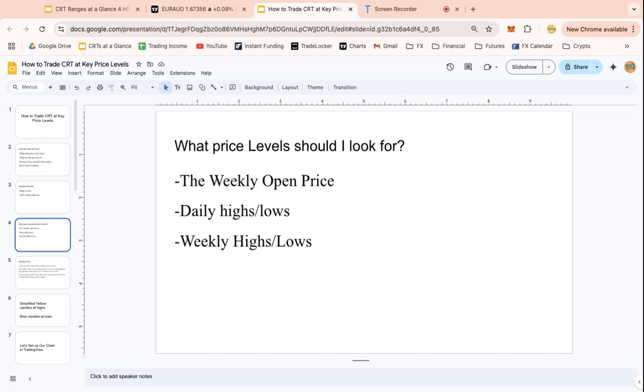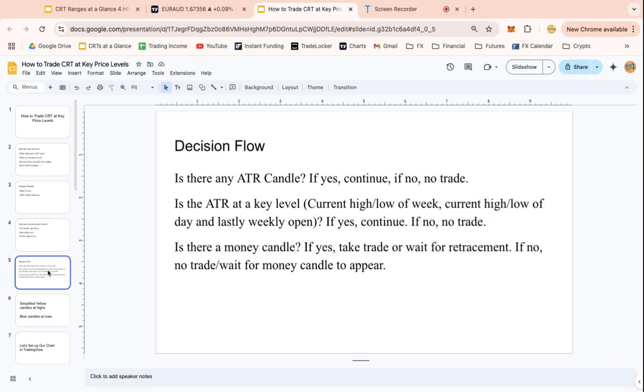In terms of the price levels, these are the only levels at which we should be trading. We're going to be looking for the weekly open price, and that's going to be shown to us automatically with the mark levels indicator. You're also going to be looking for daily highs and lows or weekly highs and lows. That is it. If the price is not at one of these three levels, we're not trading it. So that eliminates the guesswork.